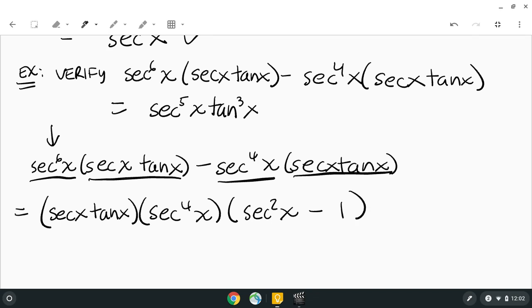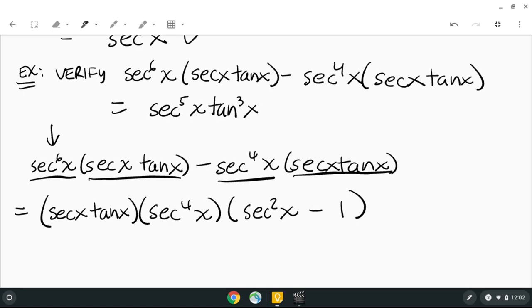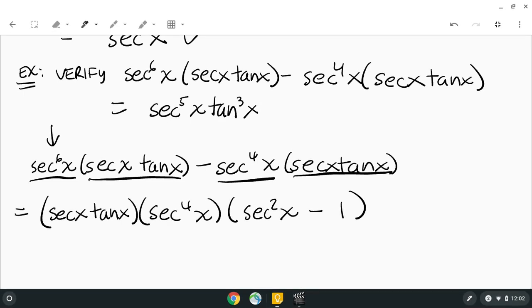Okay, we have a square and a 1. Square and a 1, you should be thinking Pythagorean. So when you think of Pythagorean, secant squared minus 1, if you look back, secant squared minus 1 is tangent squared. So this piece here is going to be tangent squared.